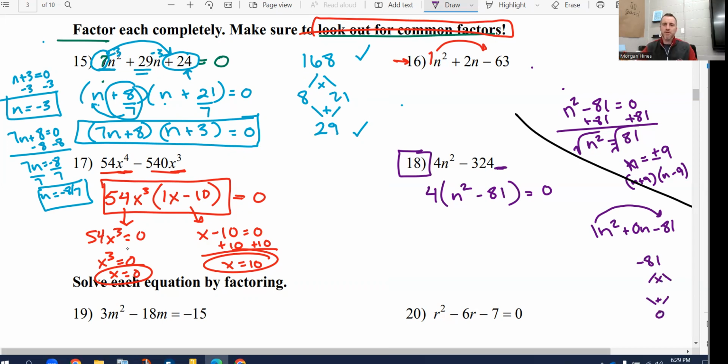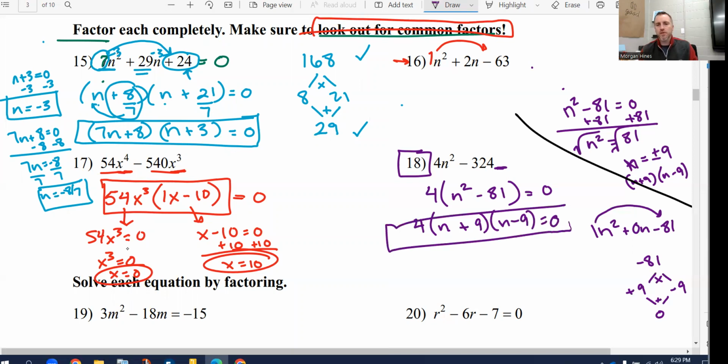You're like, we can't do that. Sure we can. One has to be positive and one has to be negative, but they have to be the same number, because 9 times 9 makes 81. But -9 plus 9 is also 0. Kaboom. We bring them over here. N plus 9, n minus 9. Kablamo. That's factored. You're rocking it. Keep going.